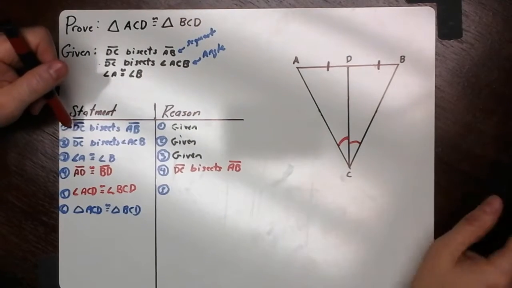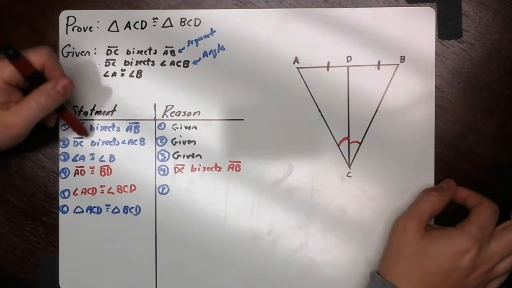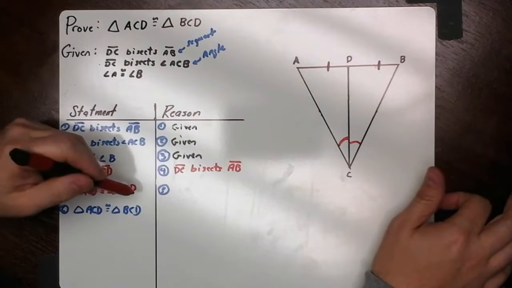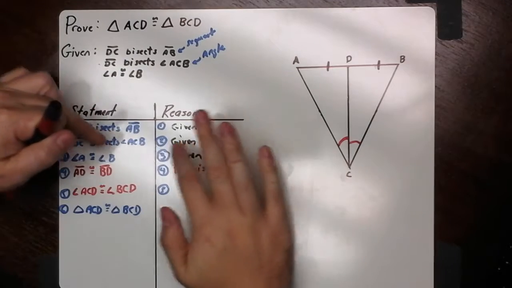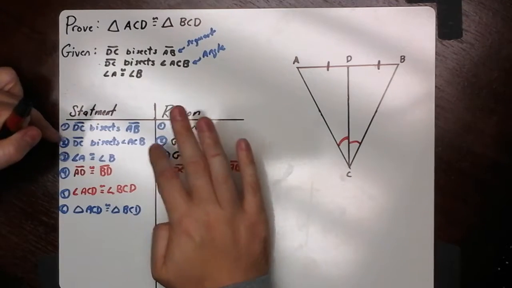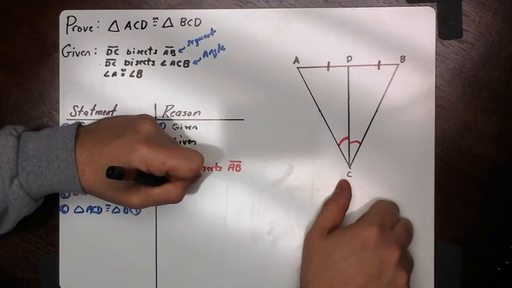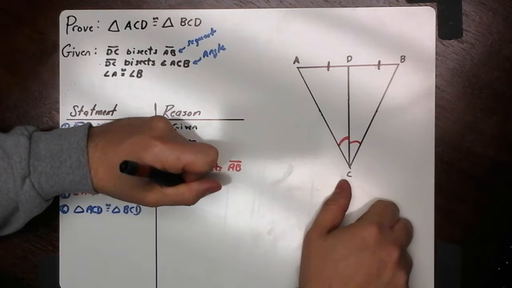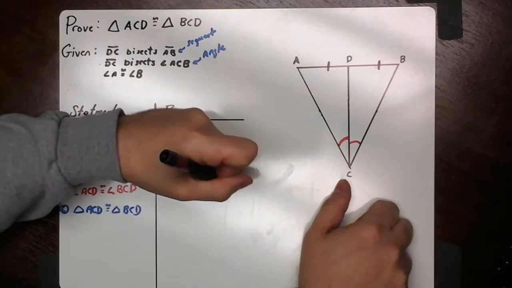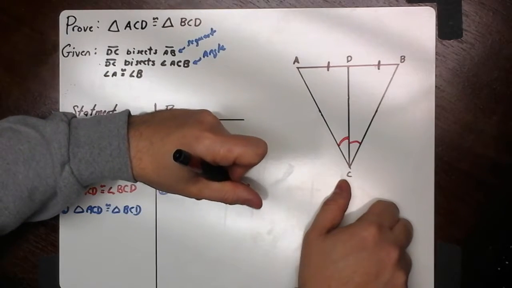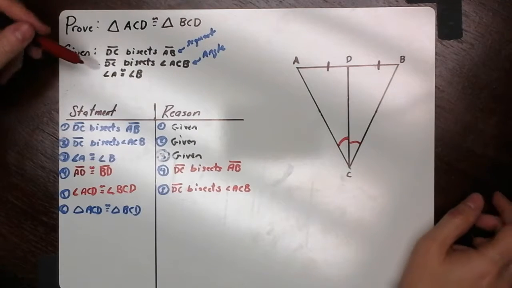Now, a couple things I just want to mention. I have to state that these things are happening before I could use them. So that's kind of why it's being written here and then being used as a reason. It's being used as a statement, then a reason here. That's me kind of laying out my evidence and then using it. And let's try angle ACB. Okay? And there's my trials and tribulations of being left-handed.